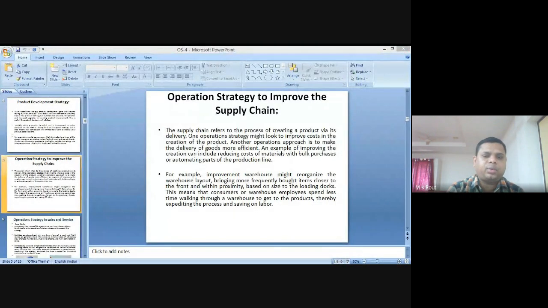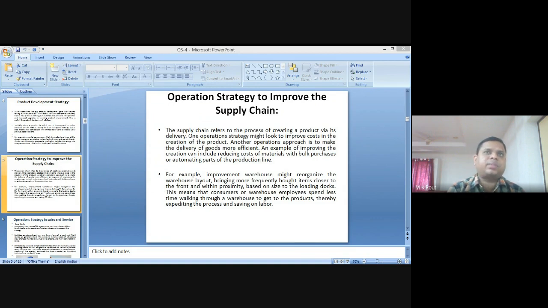Your industries. So another operation approach is to make delivery of goods more efficient. That means they are adding some value, or they go for some strategy like increasing safety, a higher rate of deliveries, and speed of delivery should be increased. You can say it is a more efficient way of delivery. An example of improving operations can include reducing the cost of material with bulk purchase and automated parts of production lines. So whenever you go for material purchase, especially with reference to supply chains for a particular industry, if you go for a lower amount of material, the cost is increased. But if you go for larger volume or bulk purchase, the cost is directly reduced.